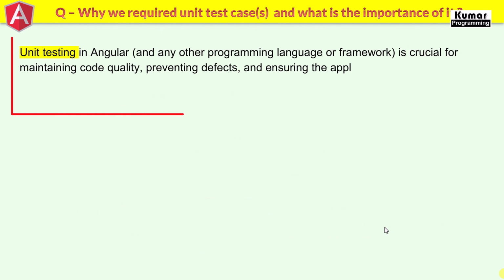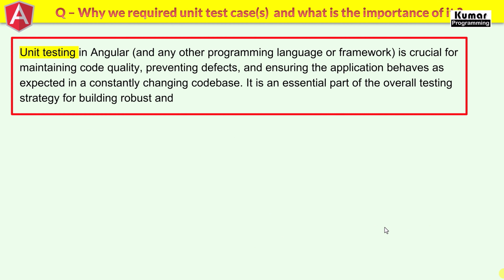Basically, unit test cases in Angular or any other programming language or framework are a very crucial part of maintaining code quality, preventing defects and ensuring the application behaves as expected in a constantly changing code base. It is an essential part of the overall testing strategy for building robust and reliable software. Whenever you are making changes in your application and you don't know what impact it is going to have on the entire application, in that case our unit test cases are required.